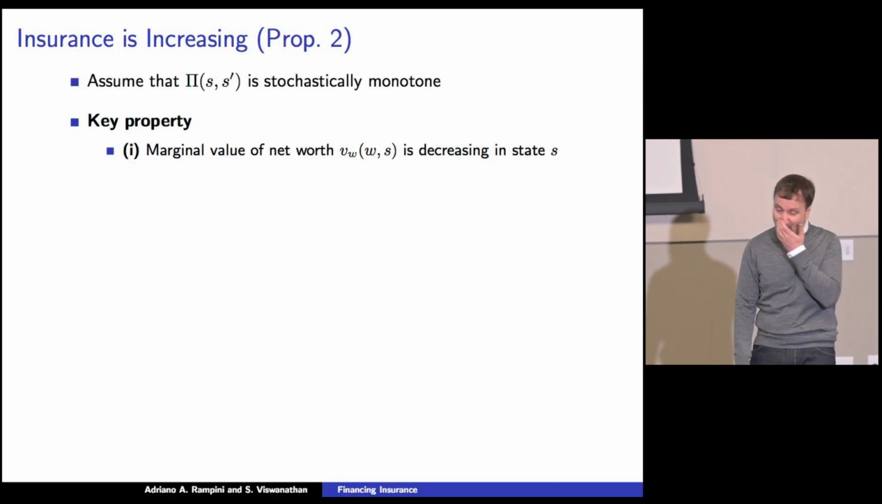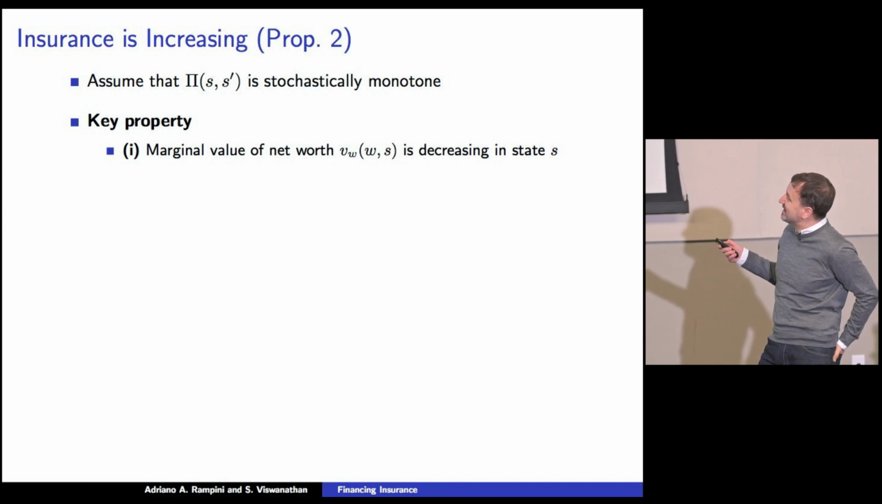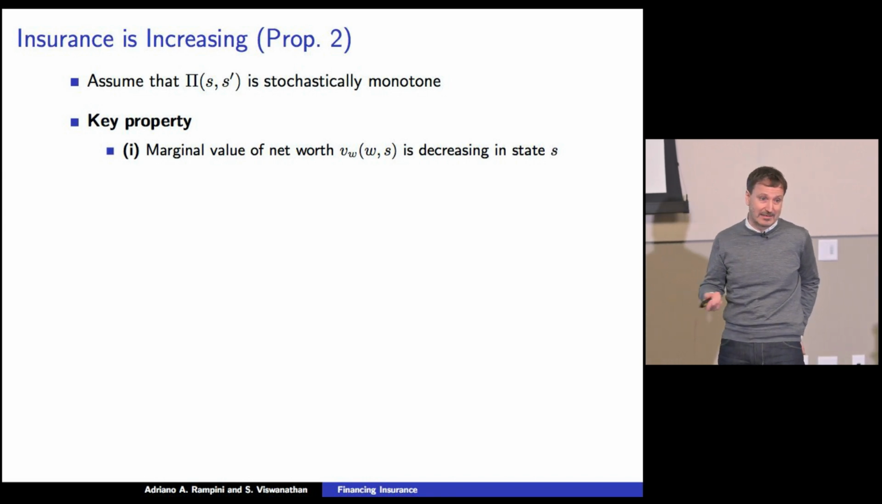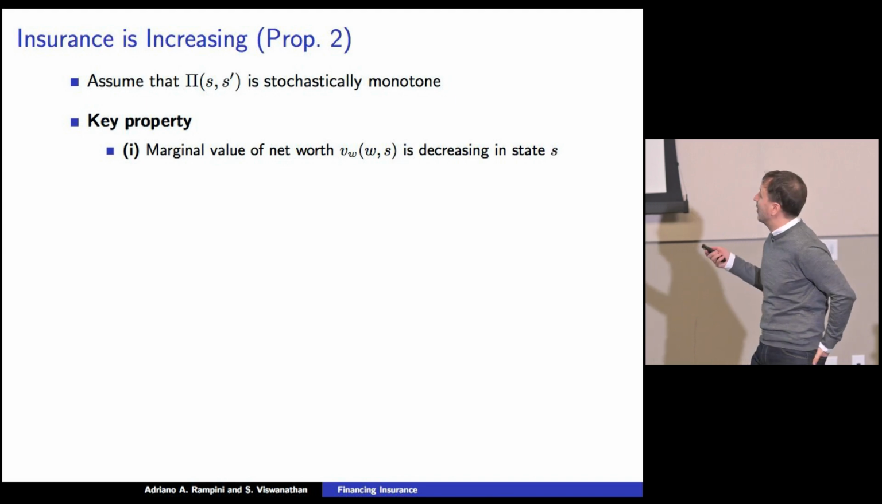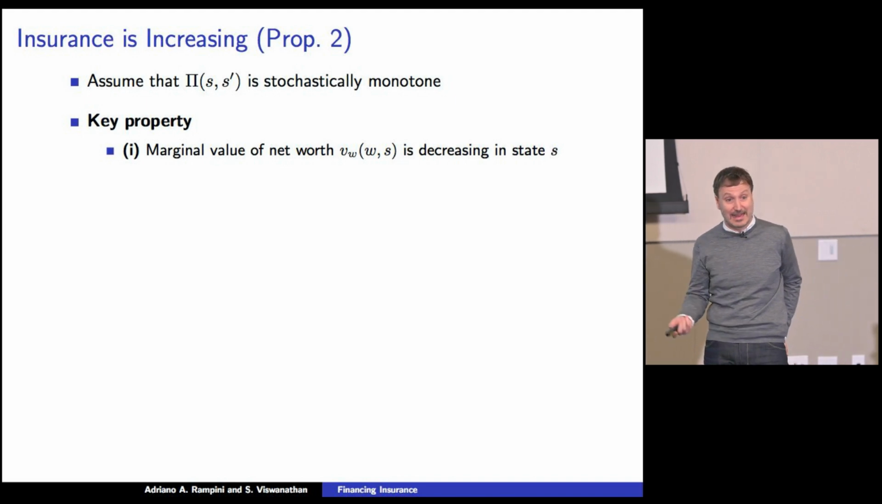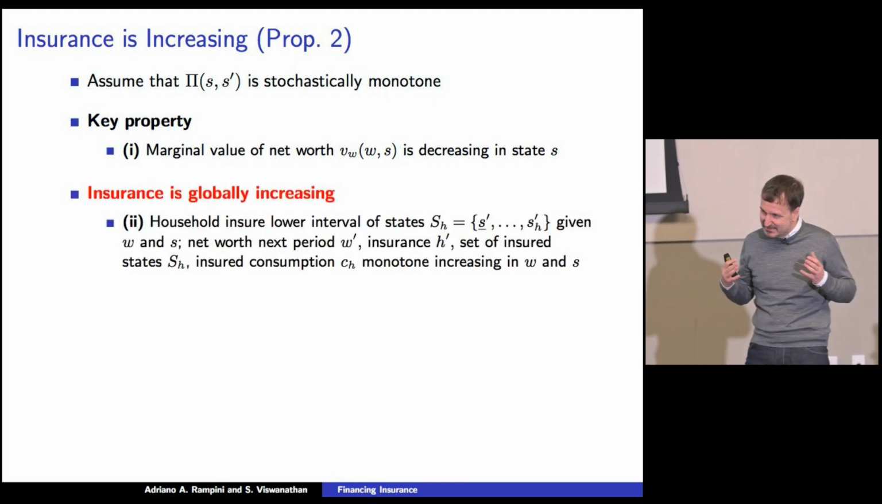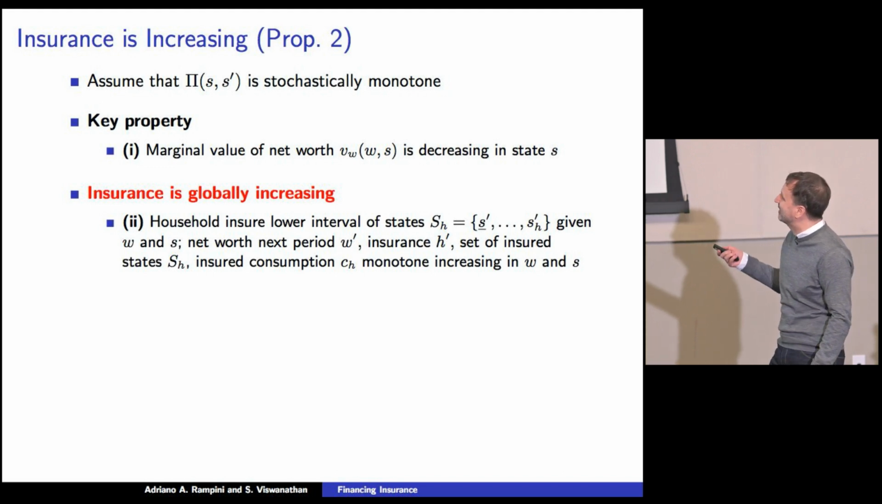All right, so what we can show then in this environment is that the marginal value of net worth is decreasing in net worth, so that is clear, that's just concavity, and that comes for free. But with these assumptions, we can actually show that it's also decreasing in the state. Okay? Once you have that, you can actually show that insurance is globally increasing in the following sense.